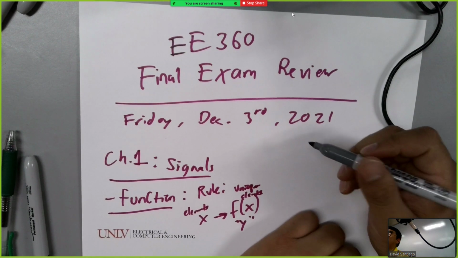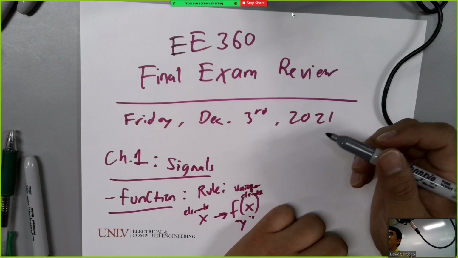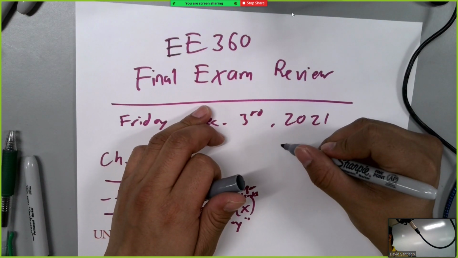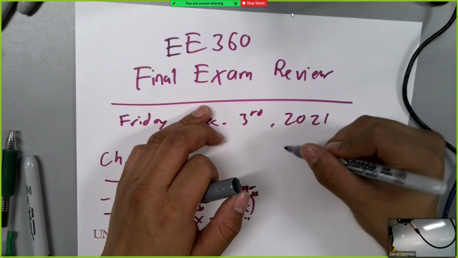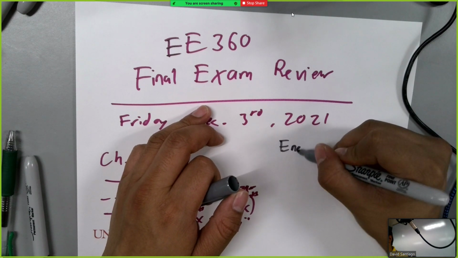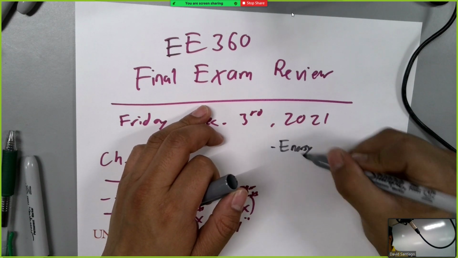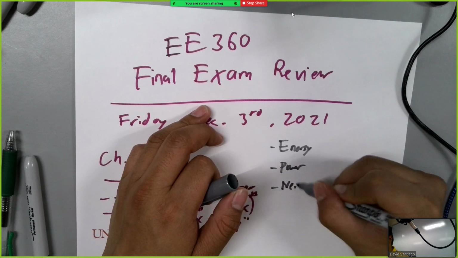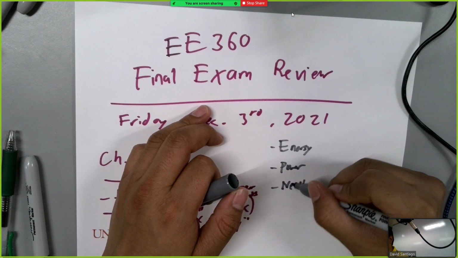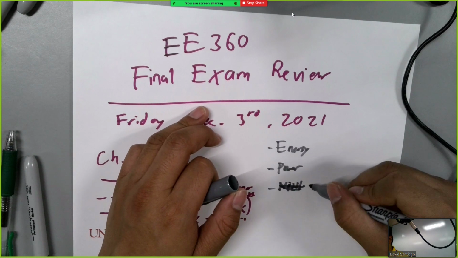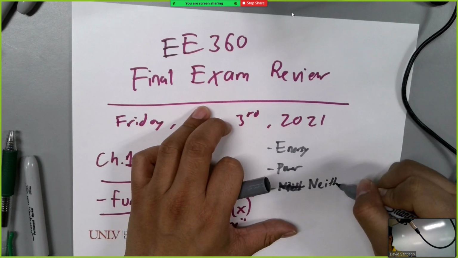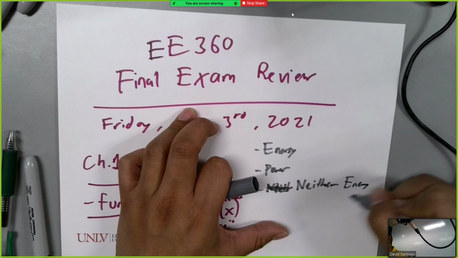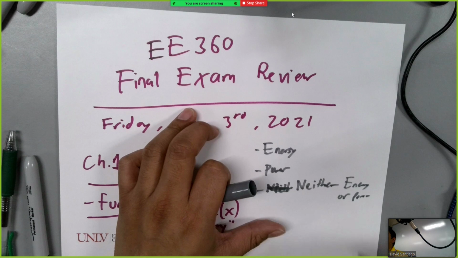One of the other things that I thought Stevie was talking about was, should we go backwards or forwards? Let's go forwards. What's an energy signal? Where it's power and neither. How do you spell neither? Neither energy. Okay, remember that?